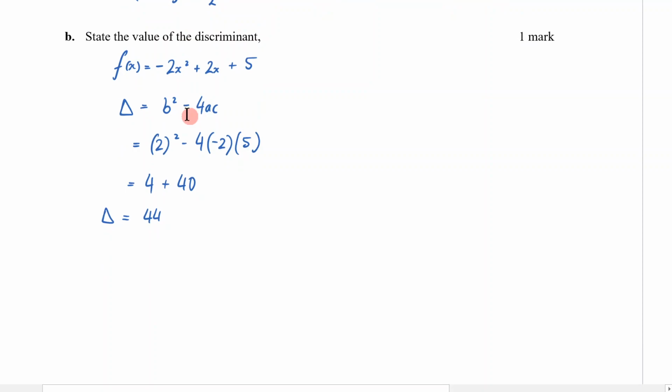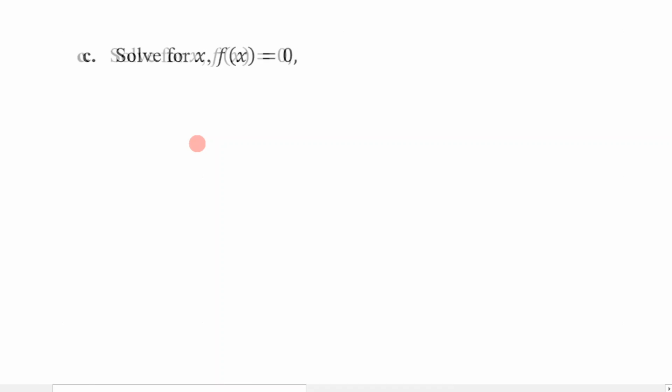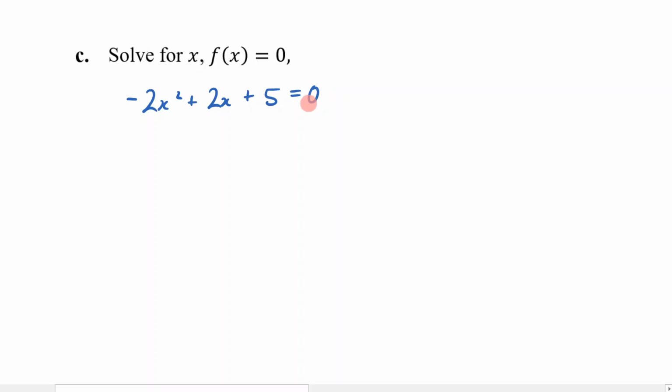We've done that. So let's now move on to C, which is asking us to solve for x, f of x equals 0. So before we launch into this, let's again just write down what we actually have to do here. So I have negative 2x squared plus 2x plus 5 is equal to 0. And I need to find where it's touching the x-intercepts. And I know that when I have something like this, the easiest way to go about this is just to use my quadratic formula.